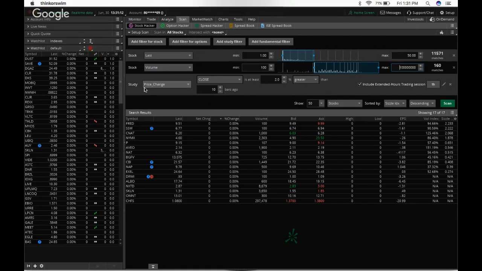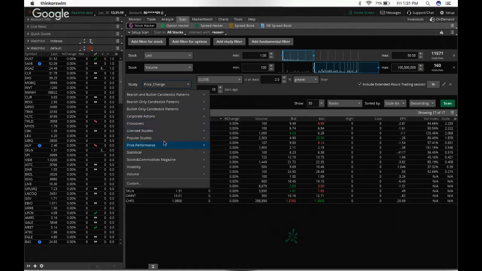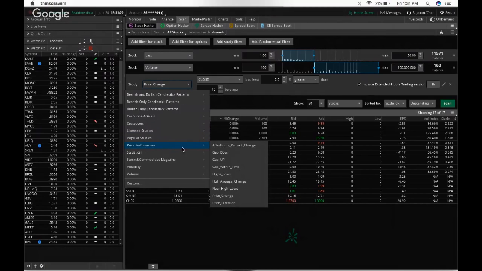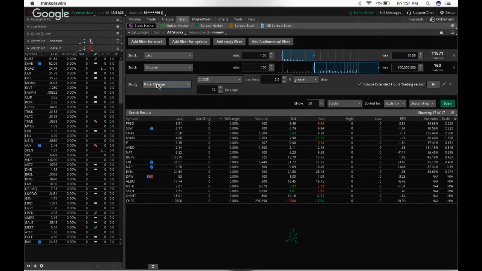And then the last one is going to be study. So you click here and you click add study filter. Once you click that, you go down here to price performance, and then down here to price change, and that's how I got this price change. I got it from close, so if it closed at a certain price, like all these stocks, the last price is the close price because the market still isn't open. This is how you can utilize this scanner for pre-market trending stocks that are in a sense gapping up, and I'm going to explain that for you guys in just a minute.